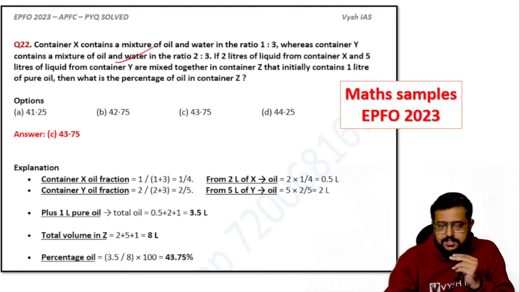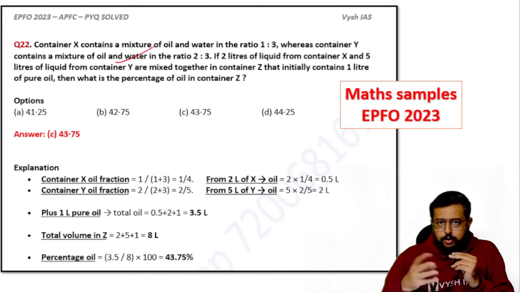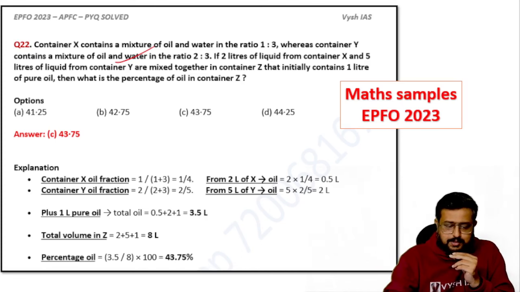Then the usual CSAT question, like a mixture of oil and water in this ratio, then you pour from here to here, then finally what will be the percentage of oil in the final container, that kind of question. That also we'll give you solved, and practice questions too, so you will be able to solve it. This is the maths sample.